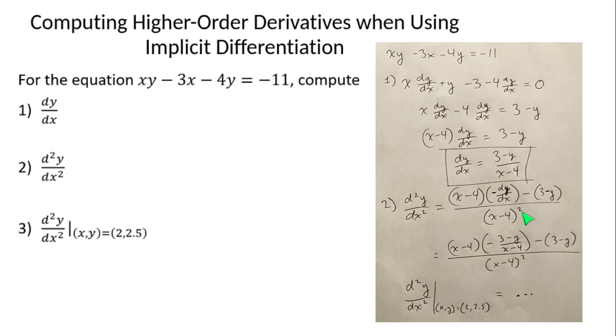Now, if I want to do problem number 3, I'm going to need to substitute a value for x and a value for y. But I see this dy over dx here, and I don't know what to substitute for that. Well, I know what dy over dx is. Dy over dx is this. So how about I just take this and substitute it for dy over dx? That means that my whole expression for the second derivative is in terms of x and y. So I put this in place of dy over dx, and there I have it.